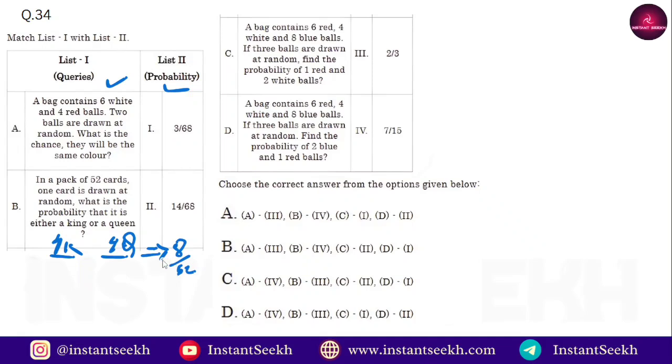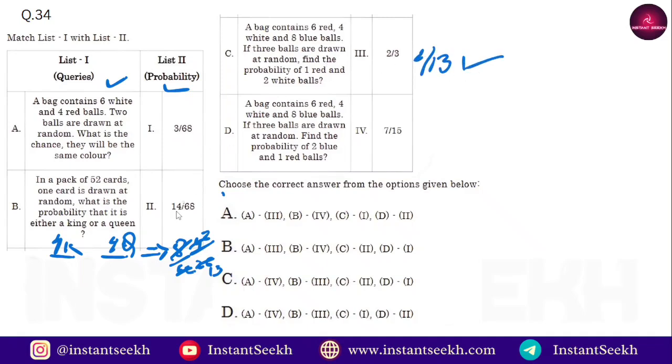So it is 2 by 13. Let me check the options. We have 3 by 6. If we cancel by 2, this becomes 26, this becomes 4, this becomes 2, and this becomes 13. So 2 by 13 will be the viable option. This is the right option. It should be 2 by 13 here.